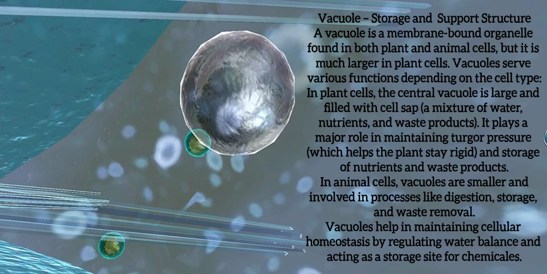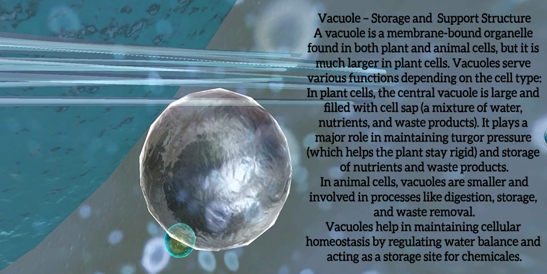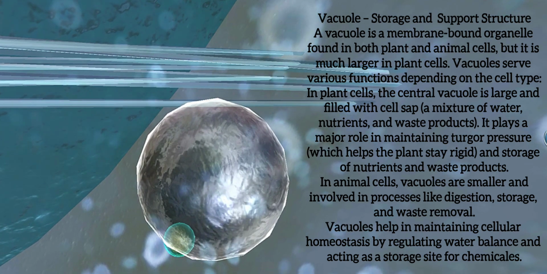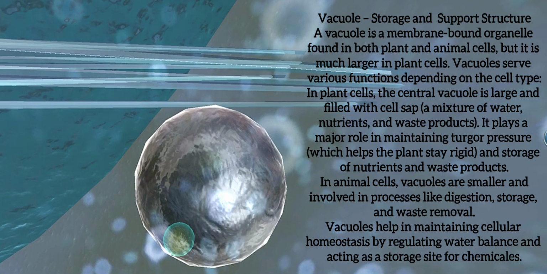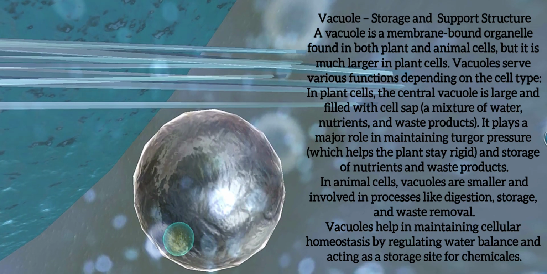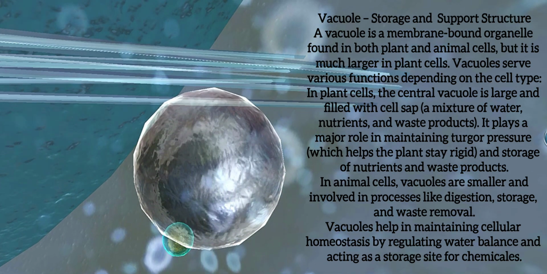It plays a major role in maintaining turgor pressure, which helps the plant stay rigid, and in storage of nutrients and waste products. In animal cells, vacuoles are smaller and involved in processes like digestion, storage, and waste removal. Vacuoles help in maintaining cellular homeostasis by regulating water balance and acting as a storage site for chemicals.